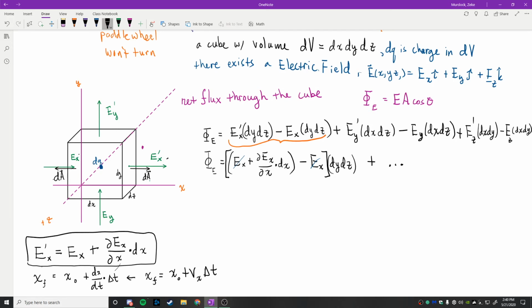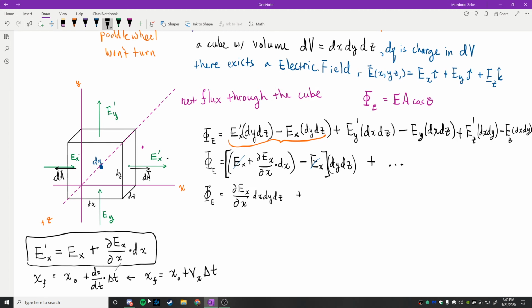So now what we get is basically that the flux, okay, and I think I can write the whole thing out here, is going to be equal to, look at what we have here. It's basically going to be del Ex del x. That's the only term that survives. There's a dx here times dy dz, right? So this is multiplied by dx times dy times dz.